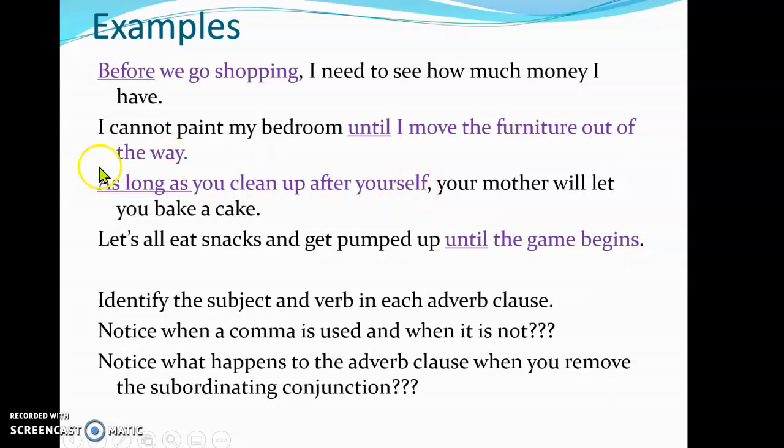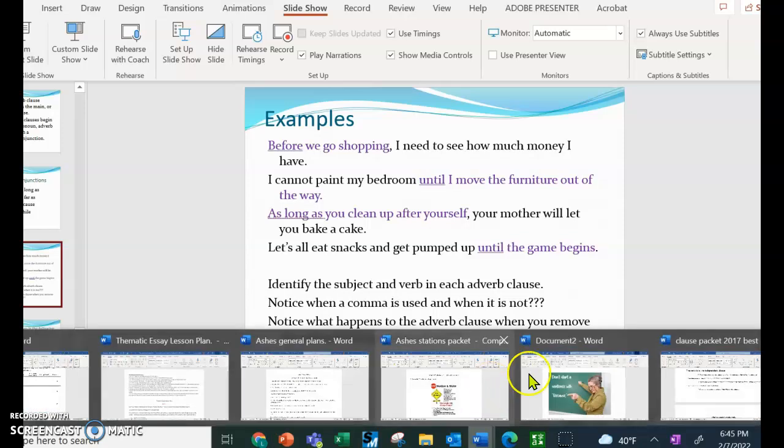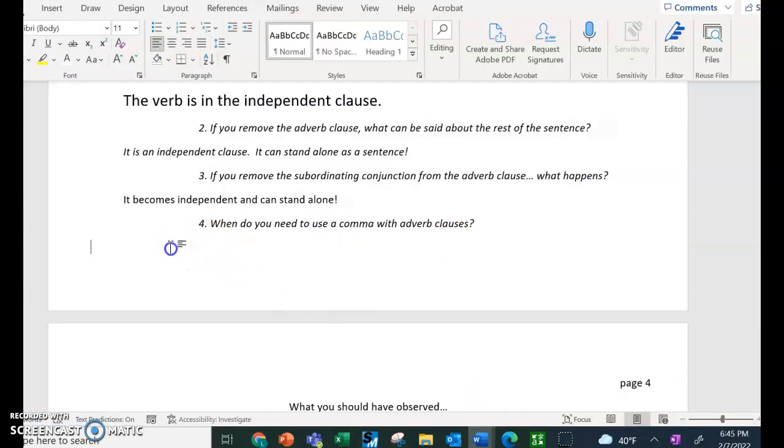So in these two cases, as you can see, the purple is first. Another thing you could notice is that you could actually switch these around. I need to see how much money I have before we go shopping. And if I switch that, then I no longer need the comma. So here we go. When do you use the comma with an adverb clause? Use a comma when the adverb clause comes before the independent clause.